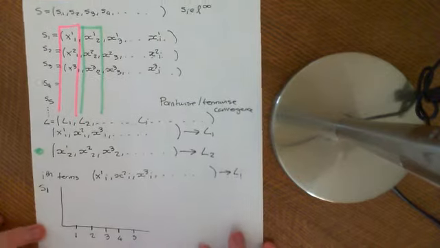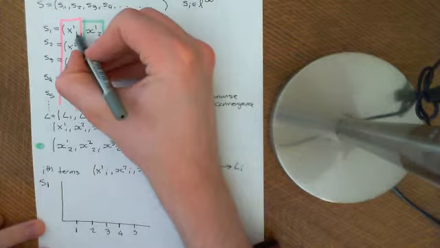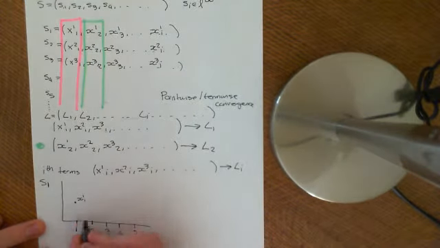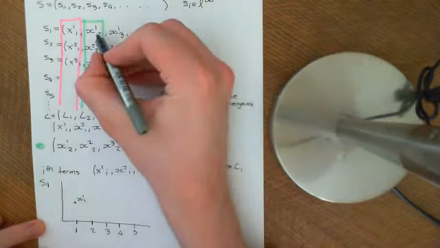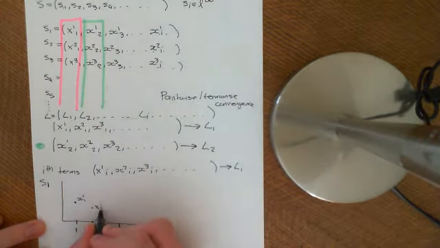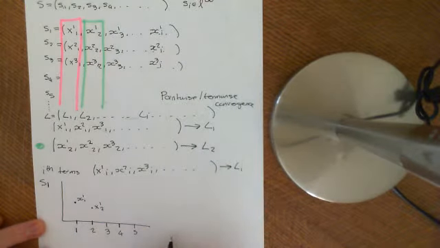So the sequence S1 ascribes to 1, the first term of this sequence, x11, so that's just going to ascribe some number x11 to the first term. Then to the second term, so to 2, we are going to ascribe x12. So this is how you can view a sequence as being a graph. Of course, it's not defined on all the real numbers, it's only defined on a subset of the real numbers, which is the natural numbers.